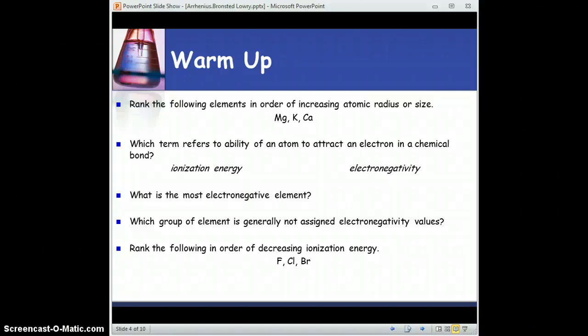So at the top of your guided notes, underneath Arrhenius and Bronsted-Lowry, you guys have a warm-up. I'll give you 2 minutes on this warm-up. This is actually one of our lowest objectives.